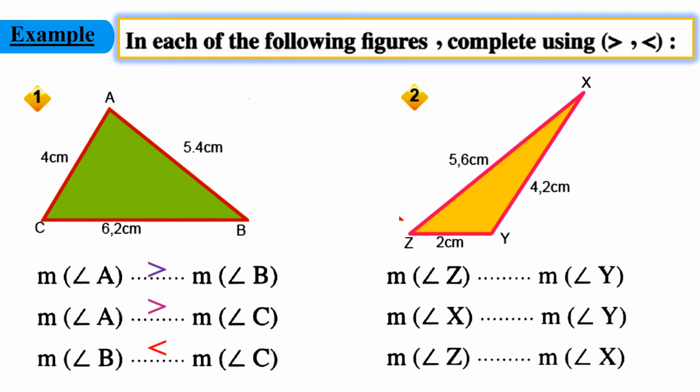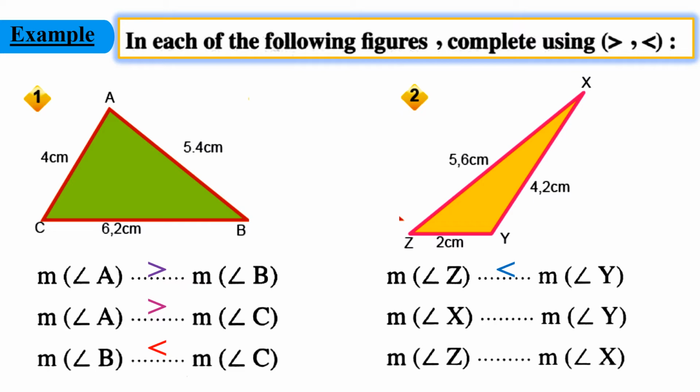Which is greatest? 5.6 is greater than 4.2. So measure of angle Y is greater than measure of angle Z. So measure of angle Z is less than measure of angle Y. Next one, measure of angle X.